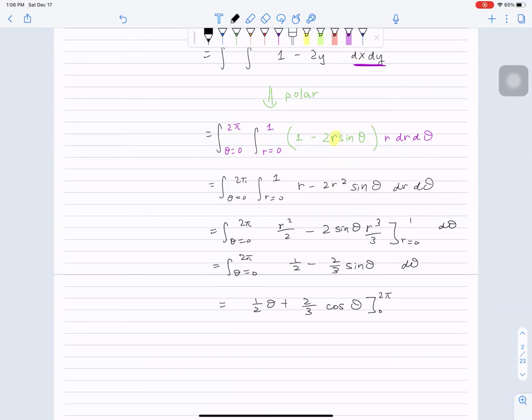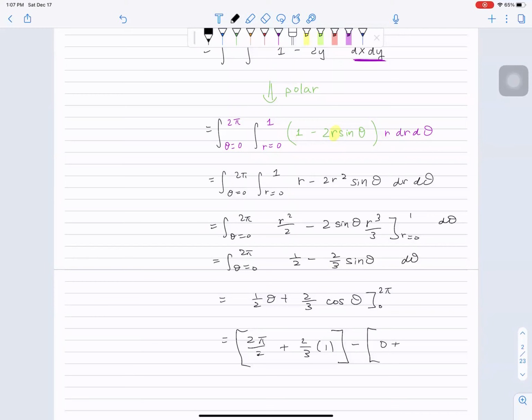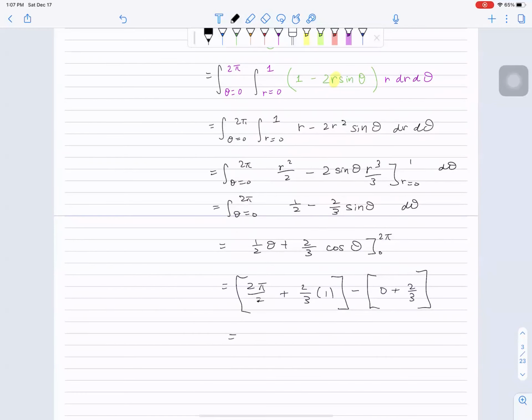And so that gives me 2 pi over 2 plus 2/3 times cosine of 2 pi, which is 1. So that was just plugging in 2 pi. Then I have to plug in 0. So I get 0 plus 2/3, cosine of 0 is still 1, so I get 2/3 times 1. So that gives me a final answer of pi plus 2 pi thirds minus 2/3, or pi.